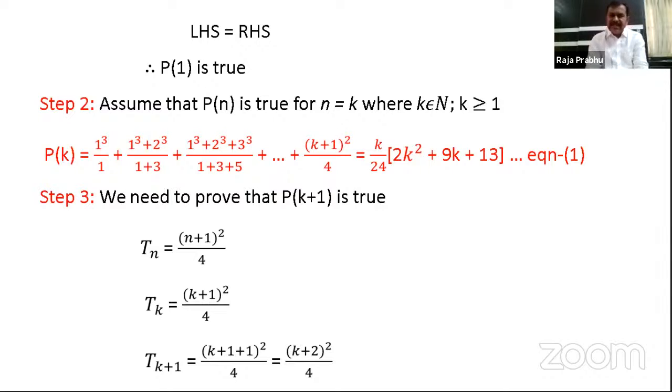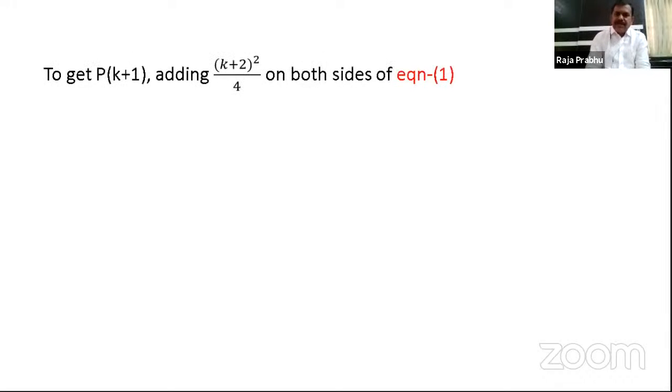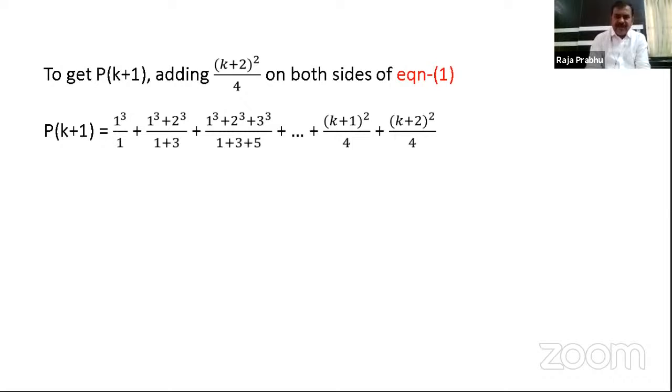Children, now this is the k plus 1th term. So what is the next step to continue the problem? We have to get P of k plus 1. That means we are writing the statement up to the k plus 1th term. Nothing but add t of k plus 1, which is equal to k plus 2 whole square by 4, on both sides of that equation 1. Adding that, then what we get? We will get here P of k plus 1.